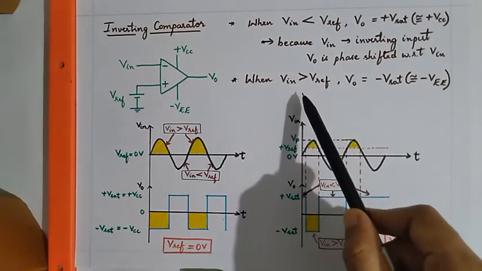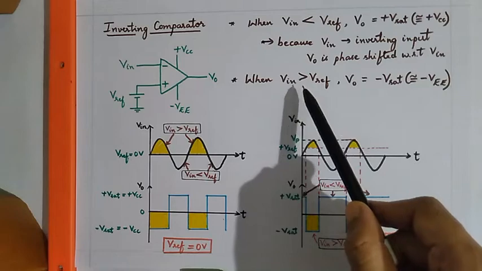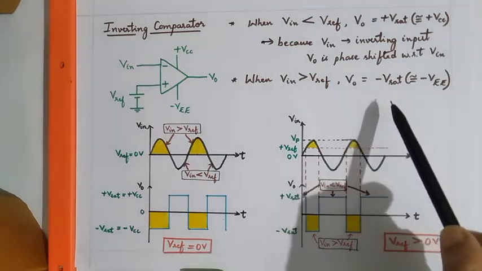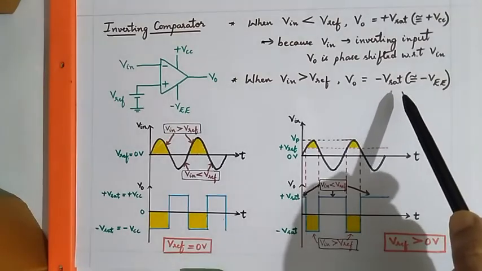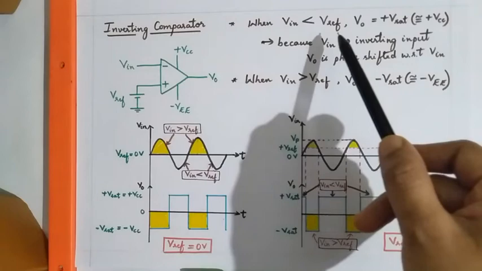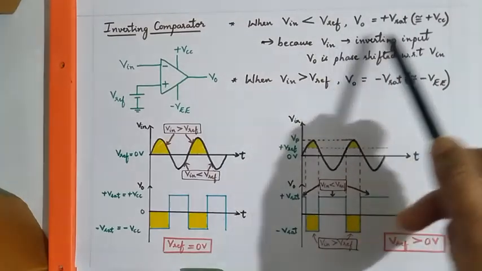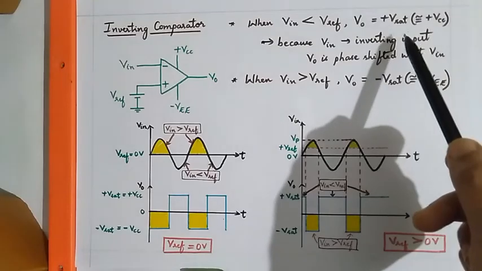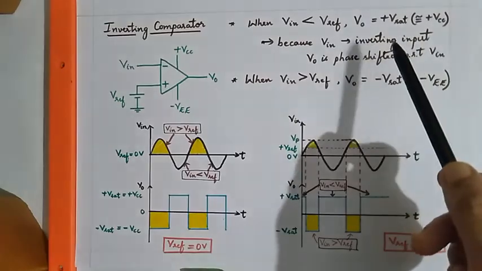So if the input is higher, then the output is a negative voltage, that is, there would be a phase shift in the output voltage. If the input voltage is smaller than the reference voltage, then it is represented by a positive voltage, that is, there would be no phase shift.